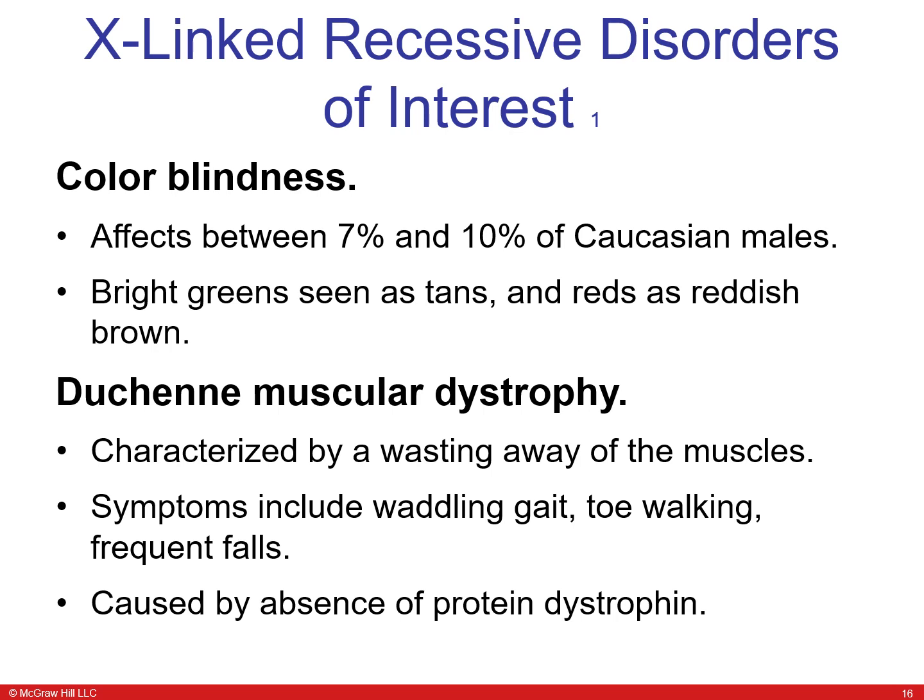So here are some X-linked recessive disorders of interest. Color blindness affects 7 to 10% of Caucasian males. Bright greens are seen as tans and reds as reddish brown. There's Duchenne's muscular dystrophy, which is characterized by a wasting away of the muscles. Symptoms include a waddling gait like a duck, toe walking, and frequent falls. It's caused by the absence of a protein called dystrophin.